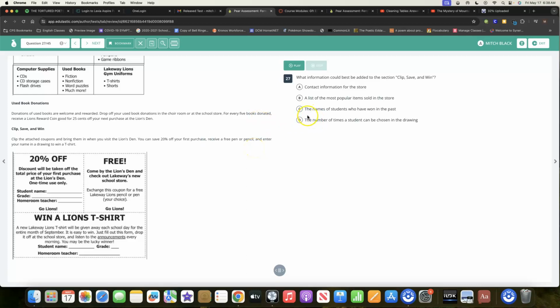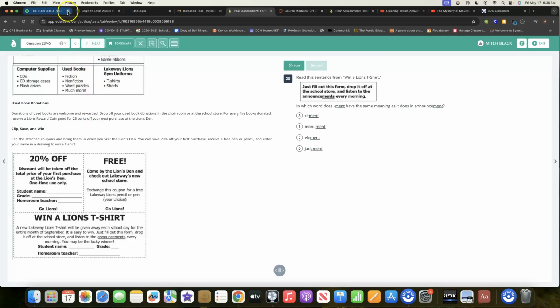So to me, the most important thing here is how many times can I come in and enter the drawing? Because the more times I can come in and enter the drawing, the more likelihood I am to come in and buy more things from you and enter the drawing multiple times. So if you say you can enter 10 times, 20 times, as many times as you want, you might get more customers.